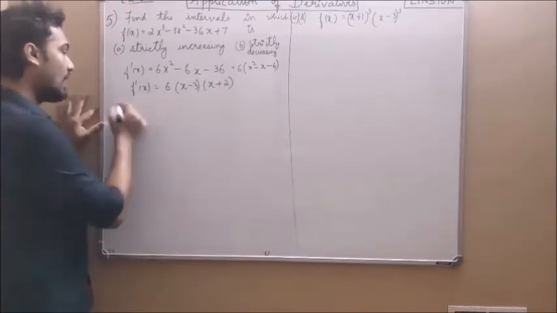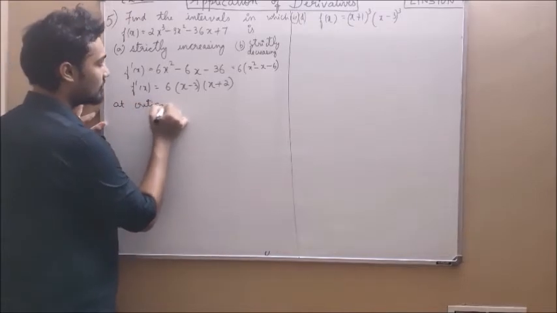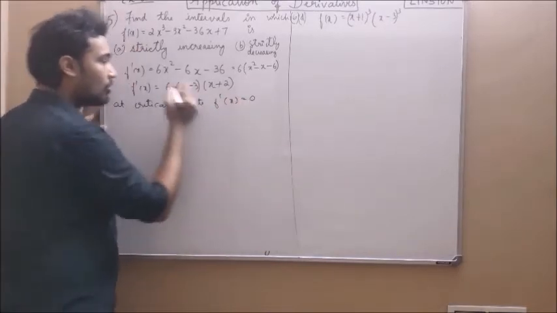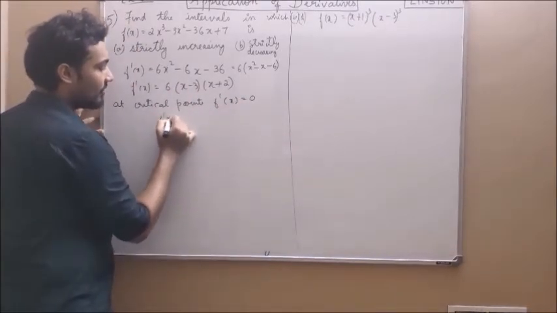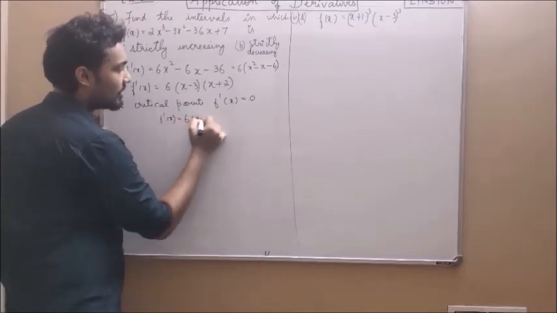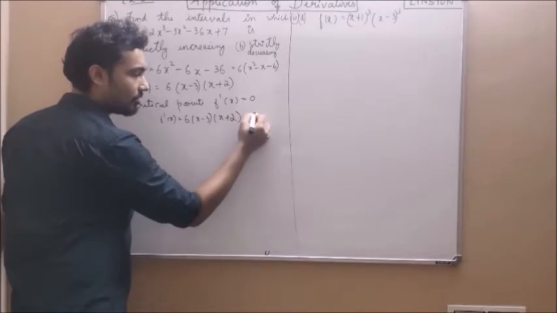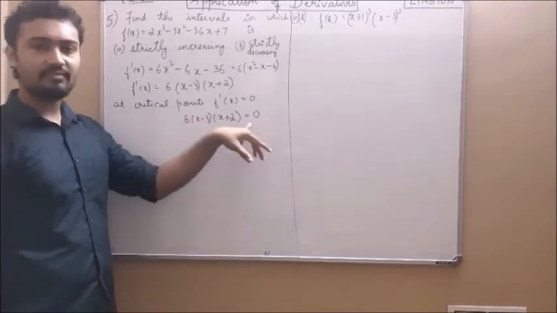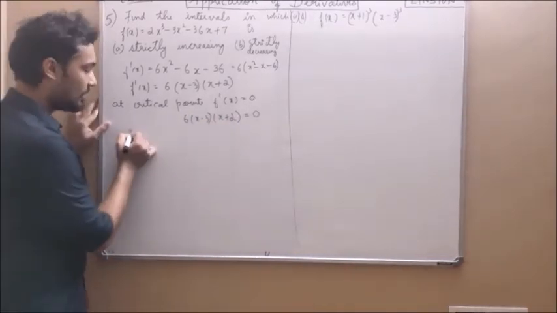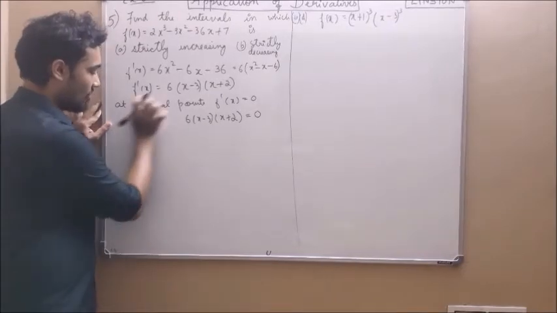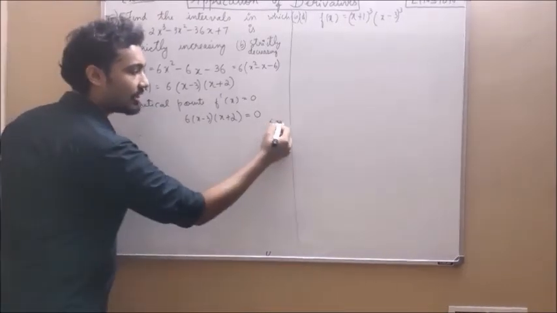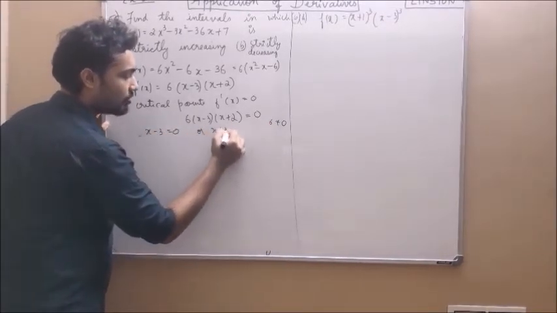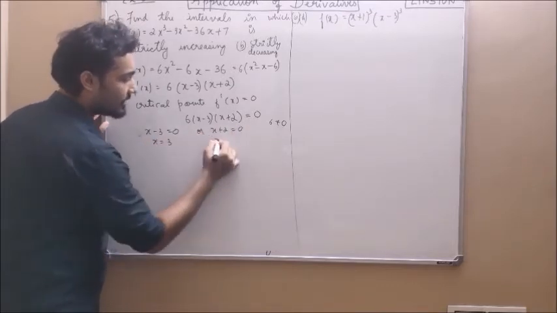So what are critical points? At critical points, f dash of x equals 0. So therefore f dash of x equals 6 into x minus 3 into x plus 2, and this is equal to 0. 6 is definitely not equal to 0. So what should happen? Either x minus 3 equals 0 or x plus 2 equals 0. So x equals 3 or x equals minus 2.